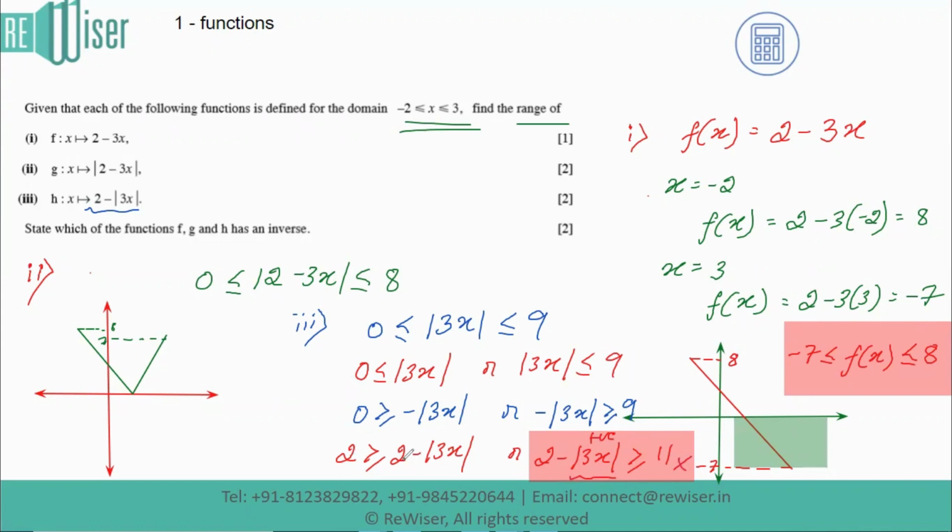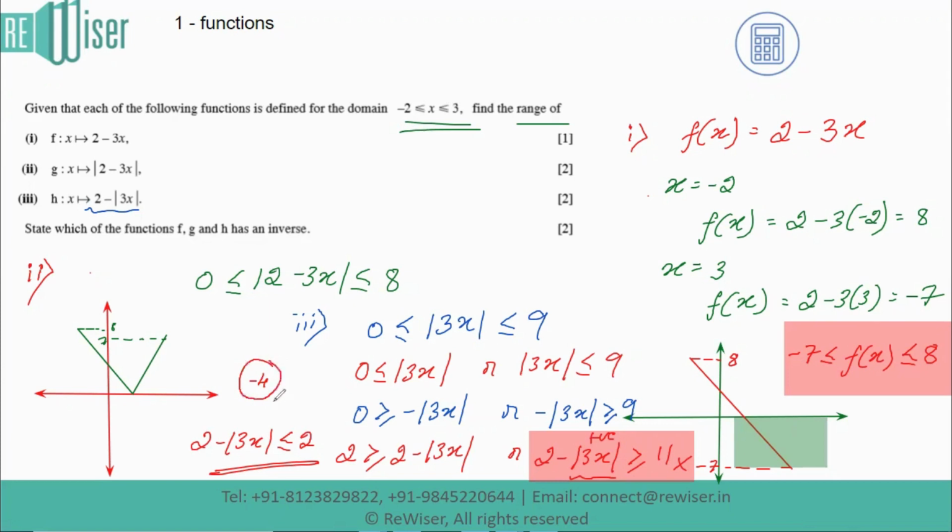But here we are talking about 2 minus absolute value of 3x, which will be less than or equal to 2. So it could be any value. If I talk about between minus 2 to 3, when you substitute minus 2, we will be getting 2 minus 6, which is nothing but minus 4.